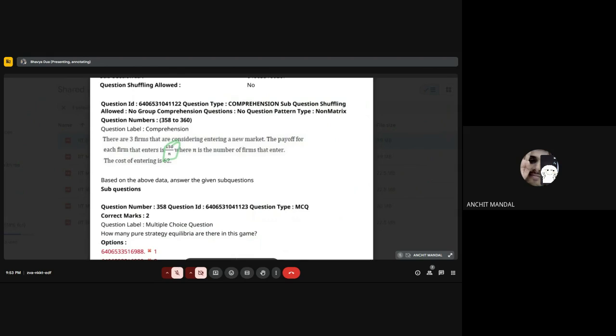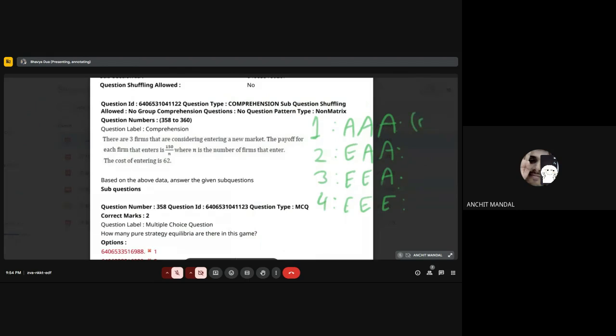Now, if you look at it, there are a total of 3 cases here because each firm is synonymous with the other. Case 1, nobody enters, all of them avoid. Case 2, there is 1 entry and 2 avoid. Case 3, 2 enter, 1 avoids. And actually case 4, all enter. Now the way to solve this is to calculate the payoff for each firm in each of these cases.